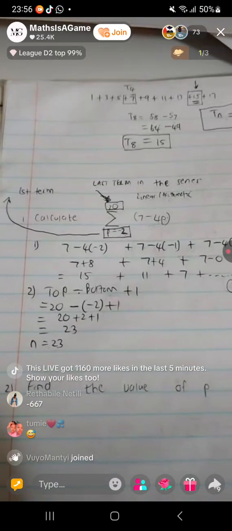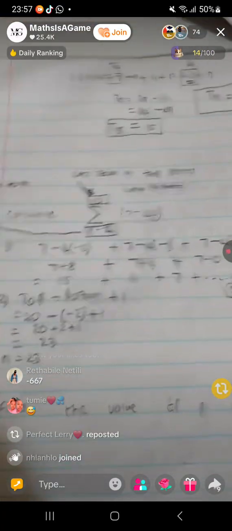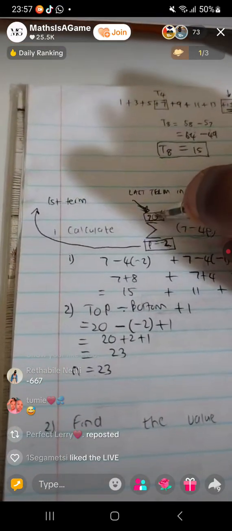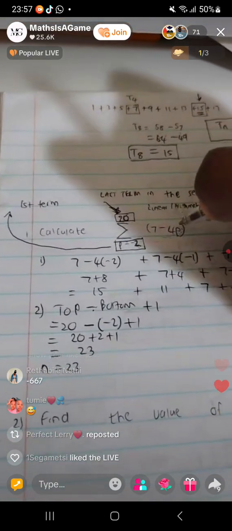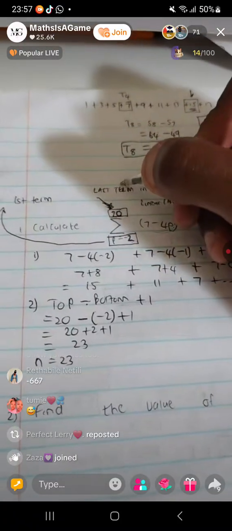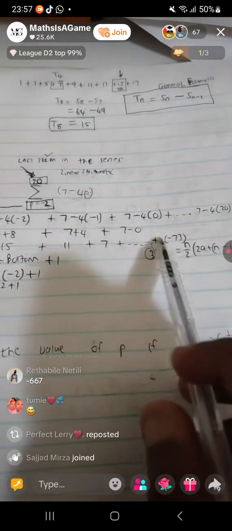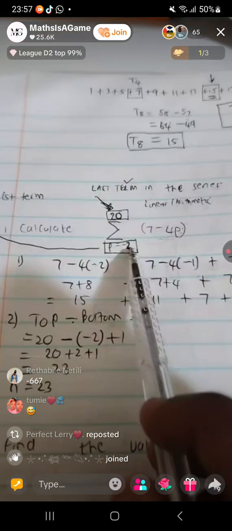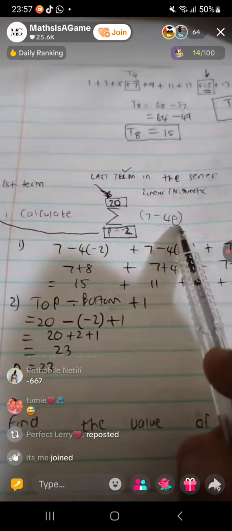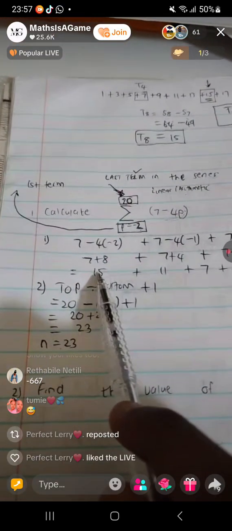Hey, I'm telling you the things here. All right, so I repeat once again. The 20 at the top is the value we substitute in the nth term so that we get the what? The last term in the series. The p is equal to -2 is the value that we substitute in the nth term to get the what? The first term in the series.